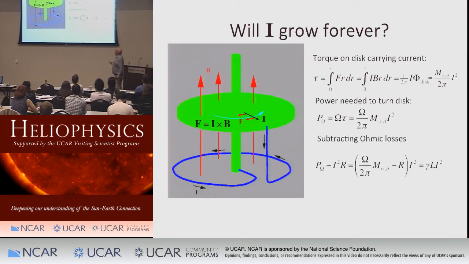Okay? And if you subtract off, there's power that gets dissipated by the resistance in a circuit. We all remember it's I squared R. That's the power dissipated. So that power is lost to heat. So I take the power I inject, subtract off that loss to heat, and I get this expression here, which is gamma L I squared.